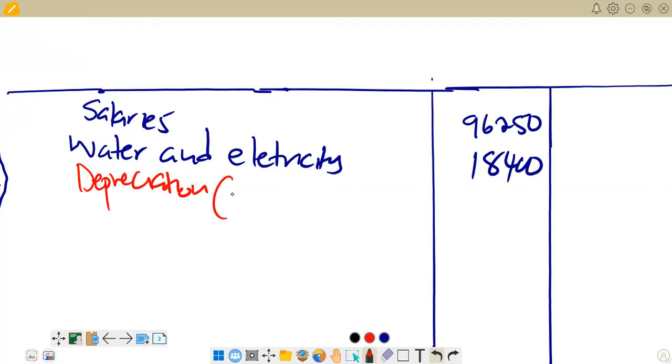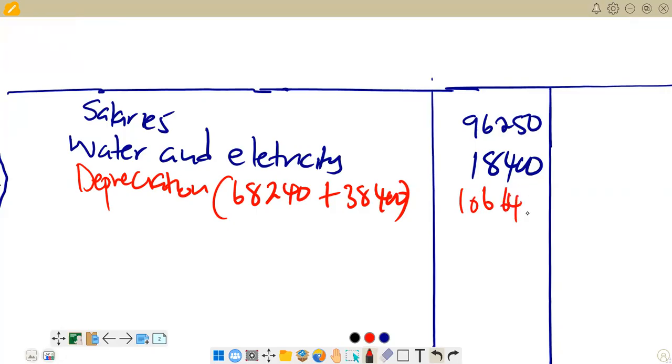Remember, we said is 68,240. Then we add 38,400. So when we add the two, you're supposed to get 106,640. Right. That's what we have in terms of depreciation.